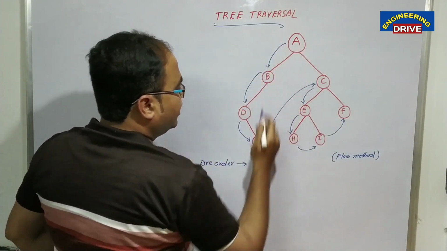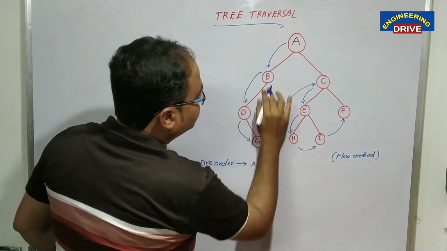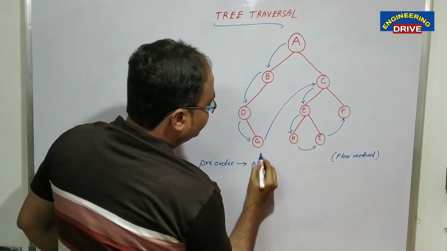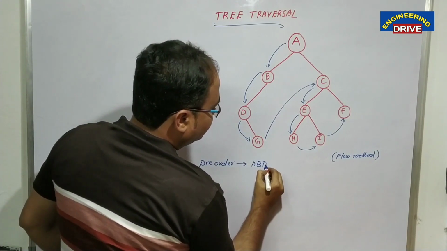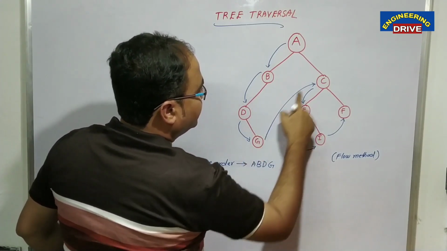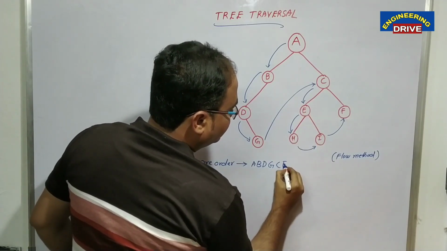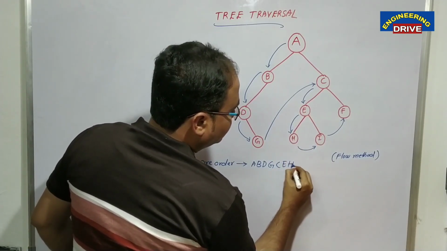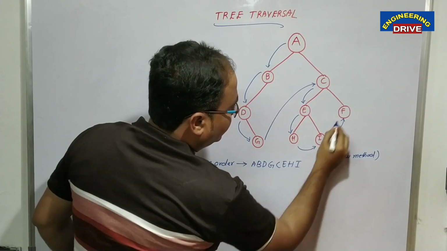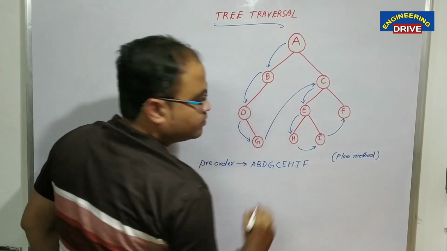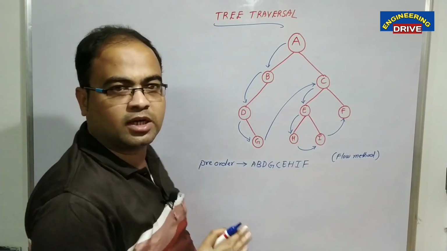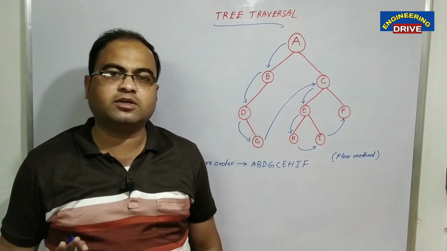Directly you write down A, next B, next D, next G, then C, next E, next H, I, and last you will write F. So this is your answer. That's all. No need of using any complicated method.